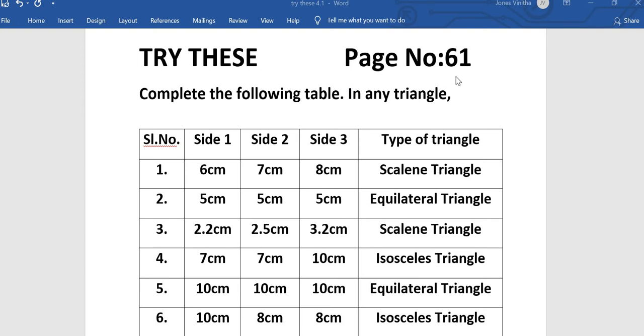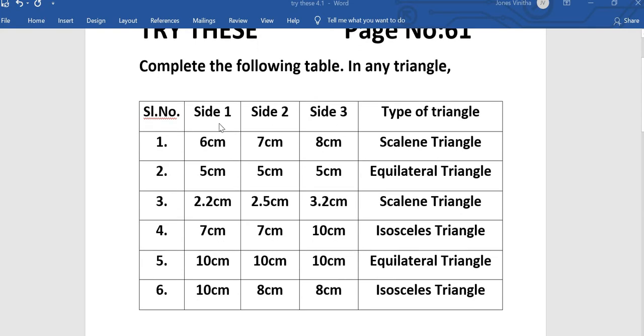See this page number 61, try this. Kindly take your book and mark down in your notebook, children. Complete the following table. In any triangle, the first one is the three sides are given and the types of triangle we have to write. The first one is 6 cm, 7 cm, 8 cm. Three sides are different.